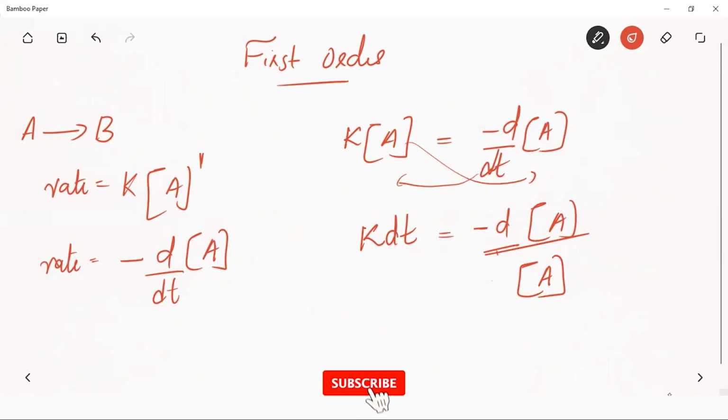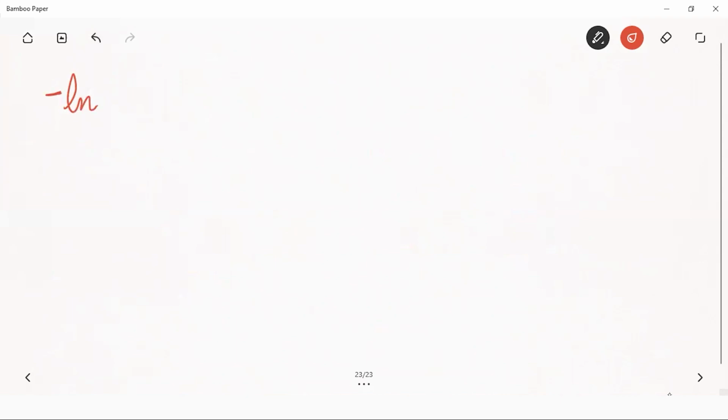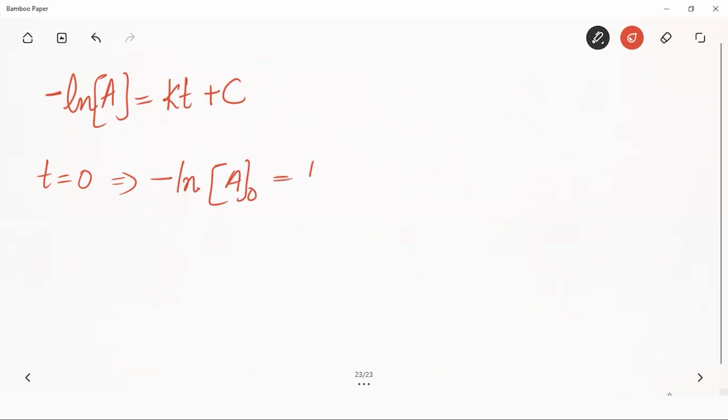Now you have to integrate. We have to apply some mathematics. So integration on both sides, you will be getting minus ln of the concentration of A is equal to Kt plus C, where C is the constant. We have to find C when time is equal to 0, which means minus ln A0 is equal to K times 0 plus C. So you'll be getting C is equal to minus ln A0.